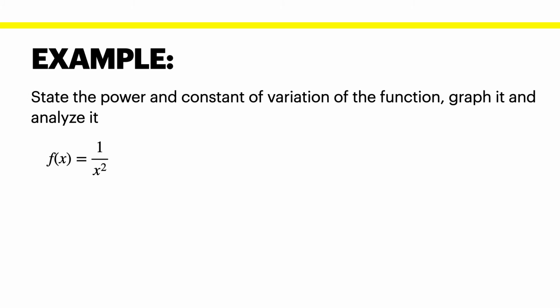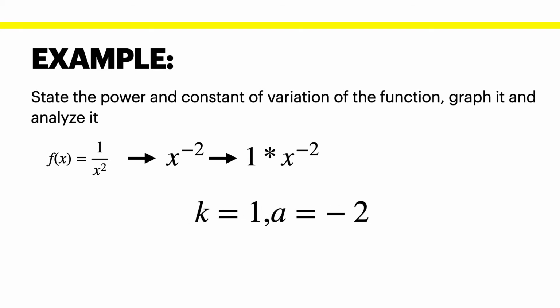Okay, so let's see 1 over x squared. Moving further, we know that this is going to be the same as x raised to negative 2. This is also 1 times x raised to negative 2, with k equal to 1 as our constant of proportionality or constant of variation, and our a will be negative 2 because the variable is in the denominator.